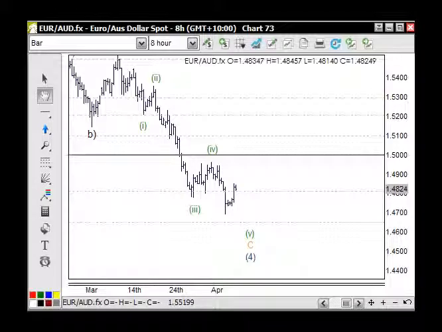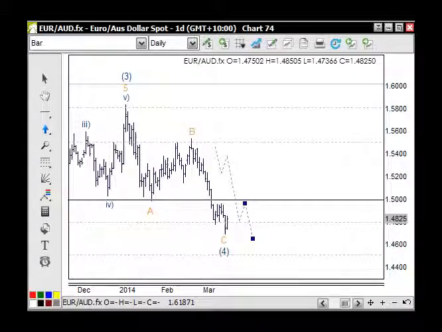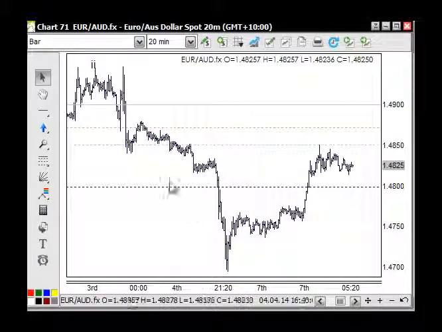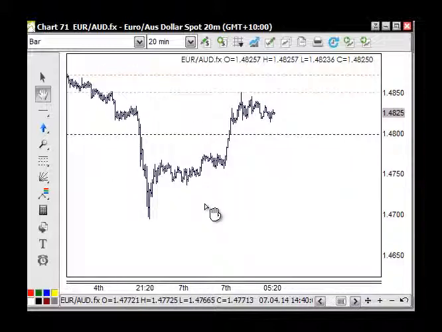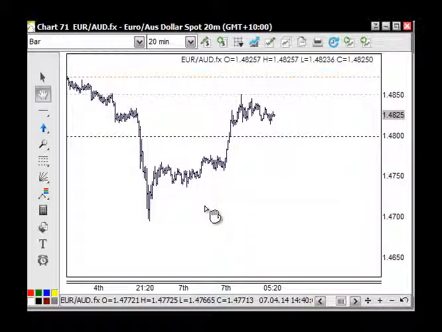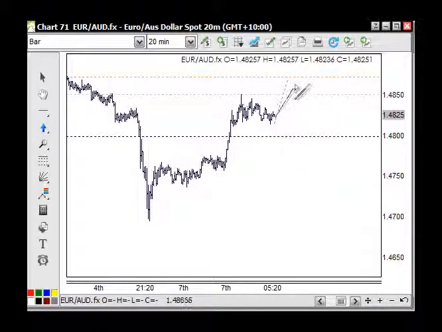Just bear with me for a second. Okay, this will do the trick. So we can see here just 1, 2, 3, 4, and 5 here, an extension. So look, that will move up from here because this all appears to be corrective from here. Yes, it may go a bit lower, but it'll be heading up through to here.